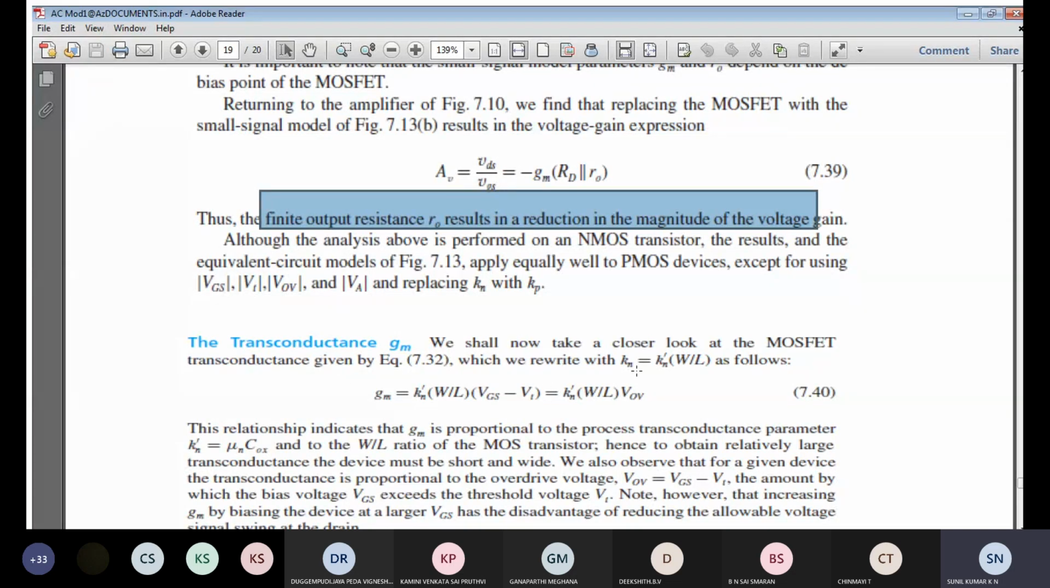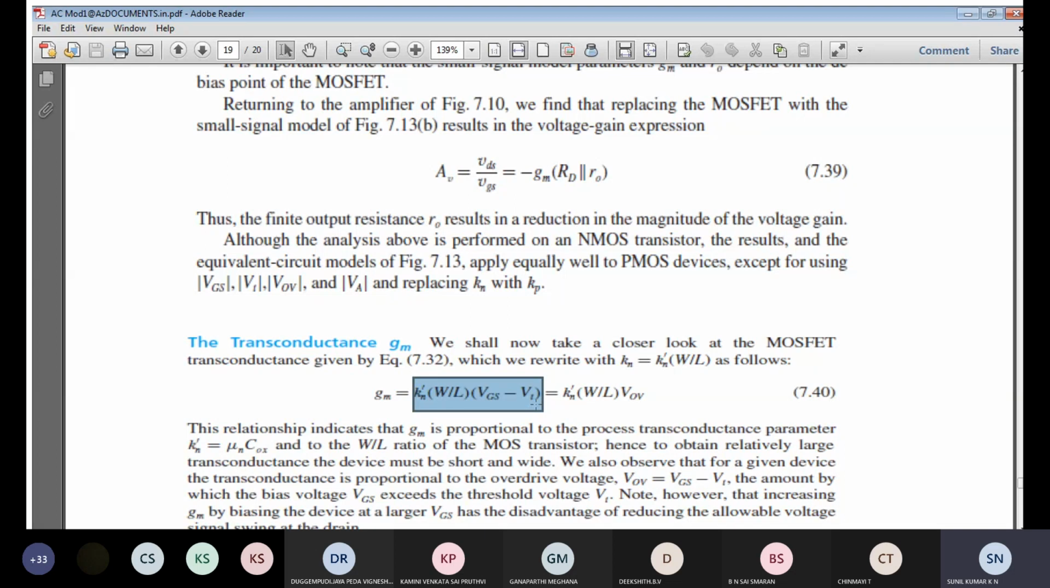so GM can be written as what? Kn into W by L into VGS minus VT. So that is the expression, right? So Kn dash into W by L, where Kn dash is equal to mu n COX. So also you can write transconductance as Kn dash into W by L into VGS minus VT. So this is the normal expression of the transconductance. This expression I can write in terms of overdrive voltage.